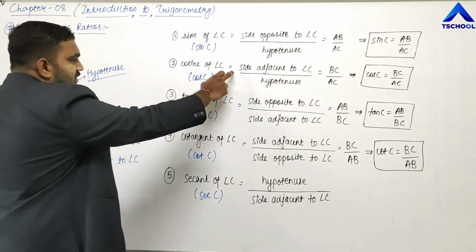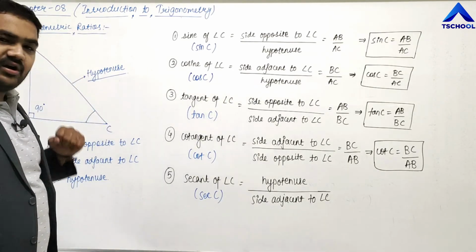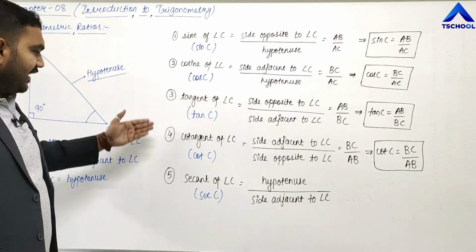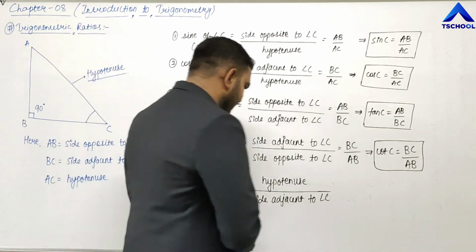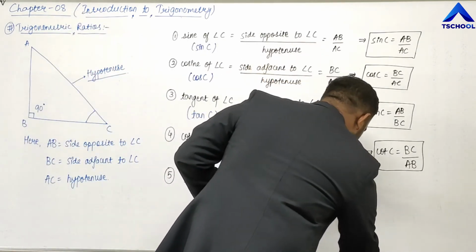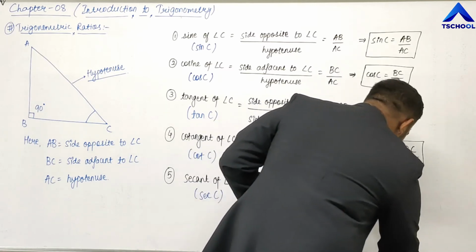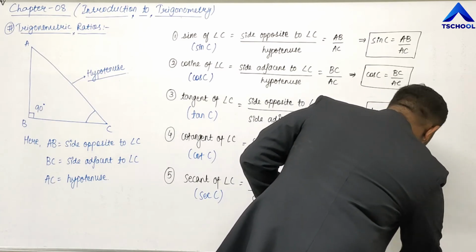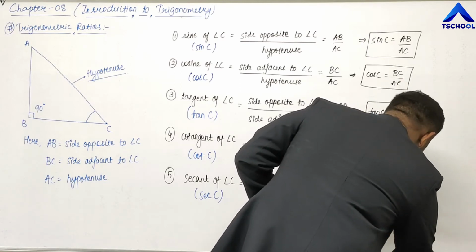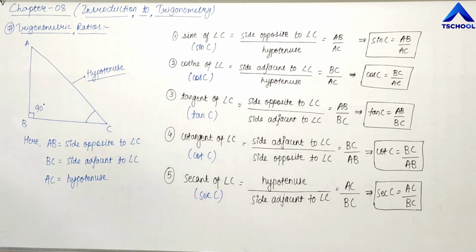So basically the second ratio and the fifth ratio are exactly inverse of each other, as we saw for the third and fourth one, right? So third and fourth are inverse of each other, second and fifth here are also inverse of each other. This is given hypotenuse, that is equal to AC upon BC. So in short, friends, it is written like sec C is equal to AC upon BC, and that is my fifth ratio of the secant of angle C. Right? Sec C is equal to AC upon BC.